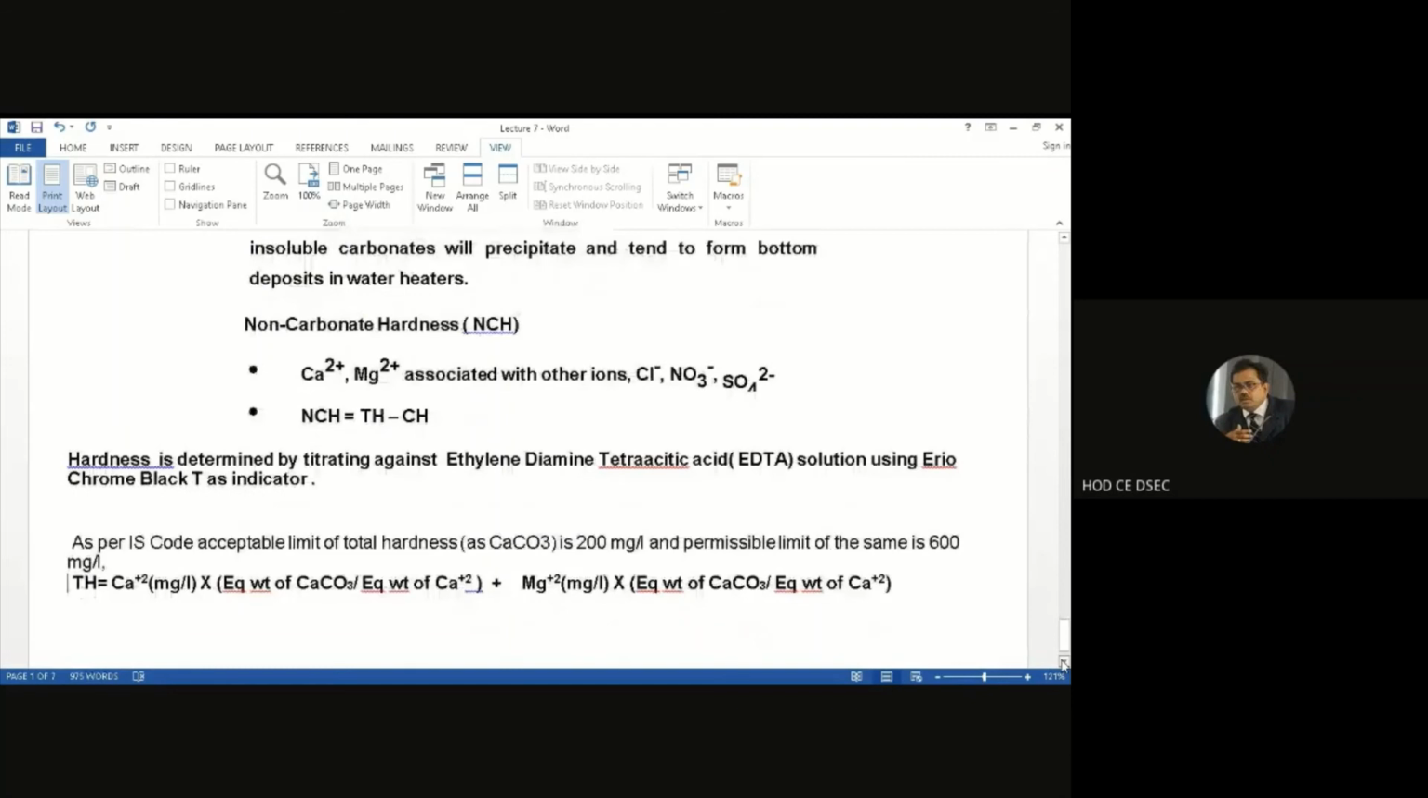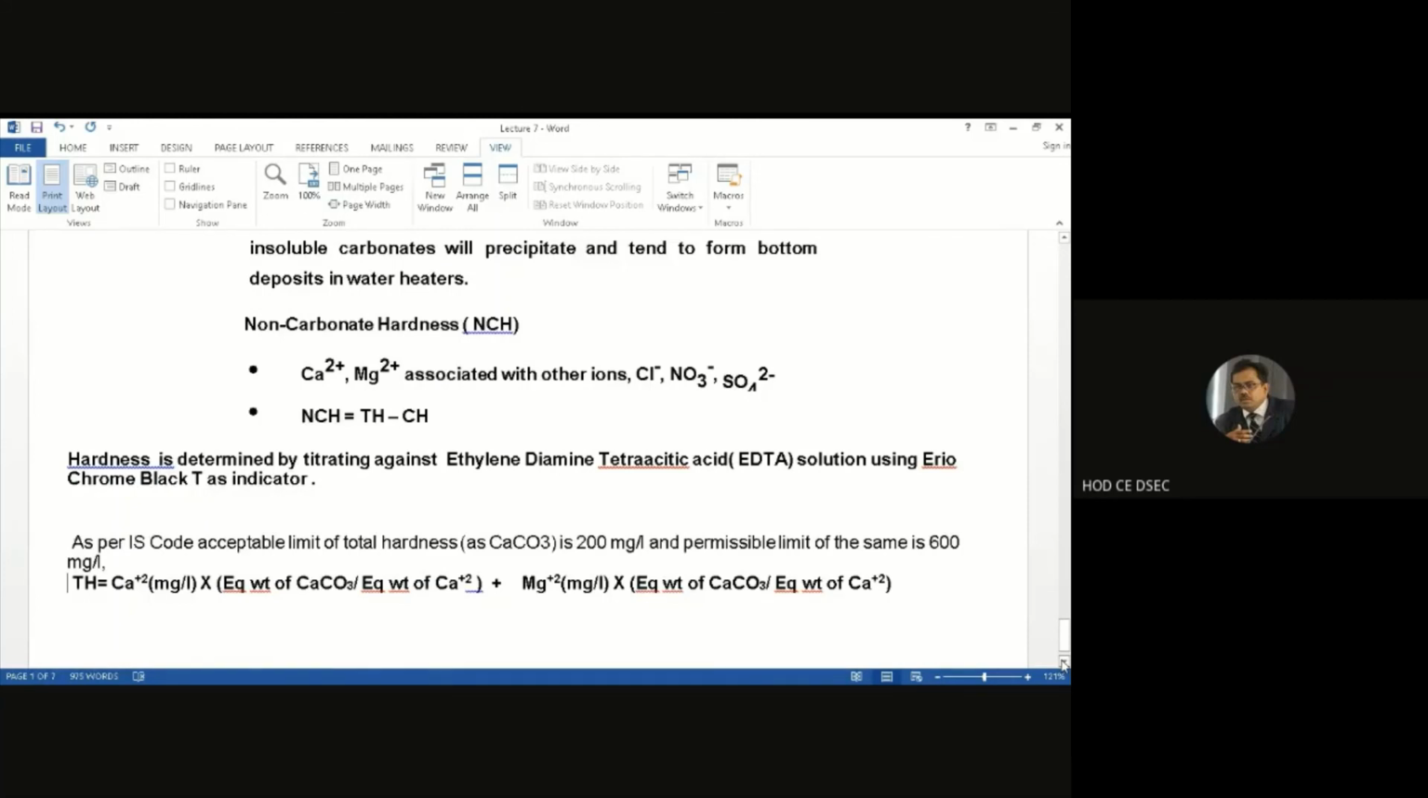Now, as per the IS code, the acceptable limit of total hardness as CaCO3 is 200 milligram per liter. Where there is no alternative source, the permissible limit is 600 milligram per liter. So the maximum is 600 and the acceptable limit is 200. That value I have taken from IS 10500, the code for drinking water.